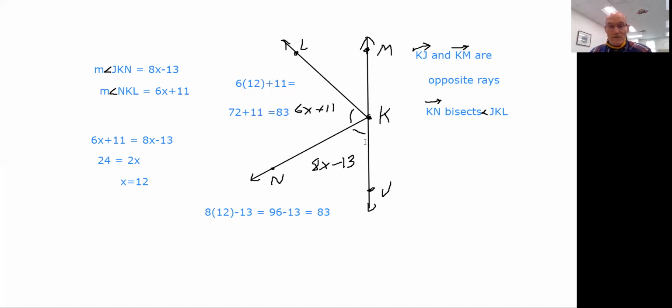With all of these problems, you should draw a picture. You mark up what it says, and we marked up because it bisected. We made these two little arcs here. And then it gave us these two expressions for the angles. And since the angles are equal, we set them equal to each other, and we found our x value. So those are the type of problems that we did today.